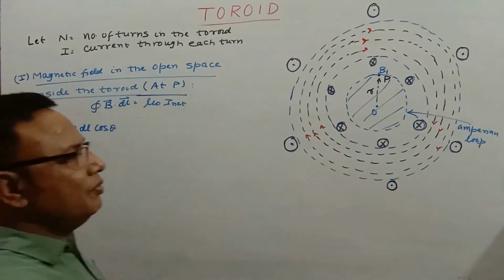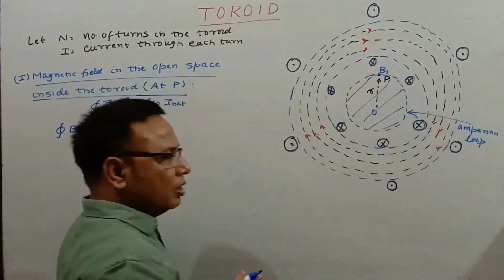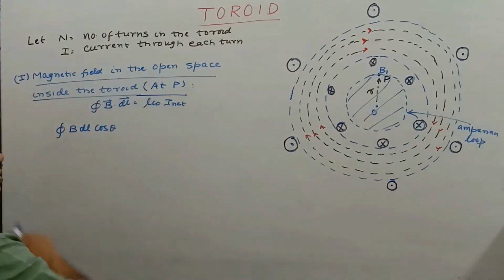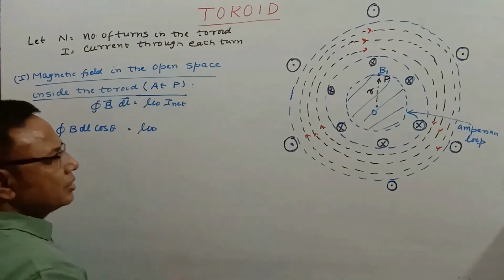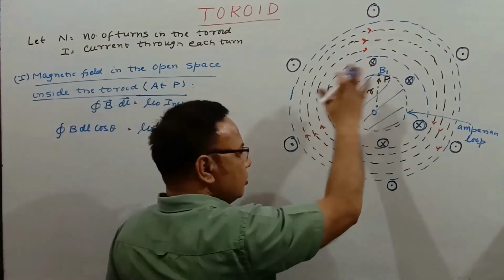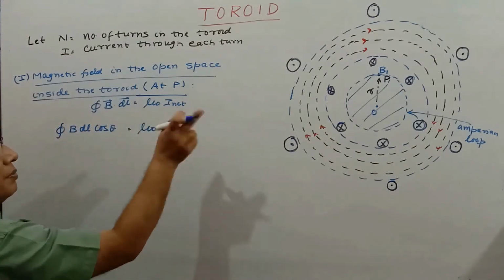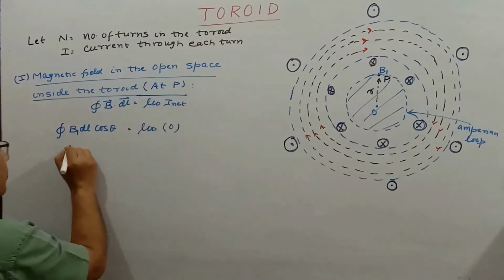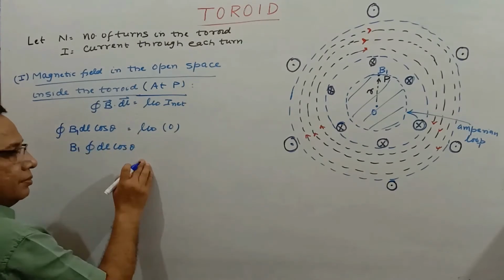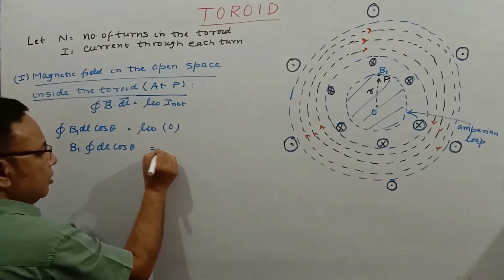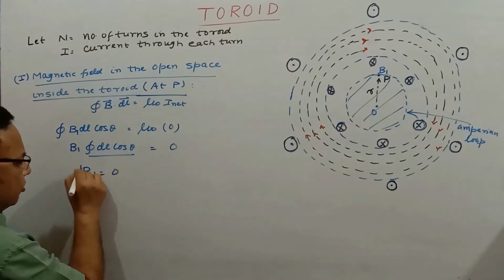Due to symmetry, all the places here have the same magnitude of magnetic field, whatever it would be. So B into dl into cos theta is equal to mu naught times I net. None of the wire is crossing this area, so net current is 0. Whatever the value of B, that remains constant. Here we are assuming B1, which is always the same, so B1 times integral dl cos theta is equal to 0. This is constant, so what we get here is B1 equal to 0.